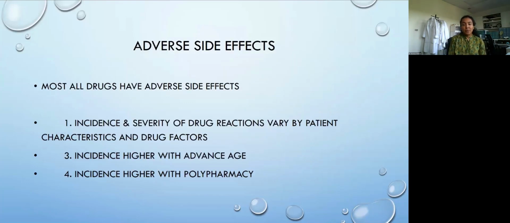Almost all drugs have adverse side effects. So what happens is the incidence and severity of drug reactions actually vary by patient characteristics and also drug factors. So with advancing age, the incidence is higher of adverse side effects of a particular drug. And also the incidence is higher of adverse side effects with polypharmacy, meaning the more drugs you add to the patient's body, the more the adverse side effects for this patient.